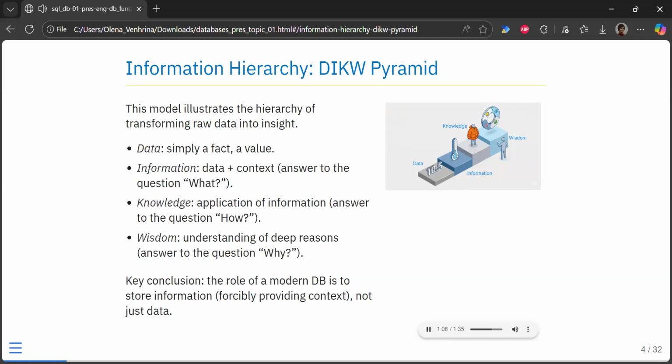The job of a modern database is to store data at least at the information level, not just data. The database forcibly requires context. It will not allow you to simply save 10.5. It will force you to put this value into a column named temperature_Celsius and define an exact data type for it. For example, decimal(4,1). The very structure of the database is that context which turns data into information.